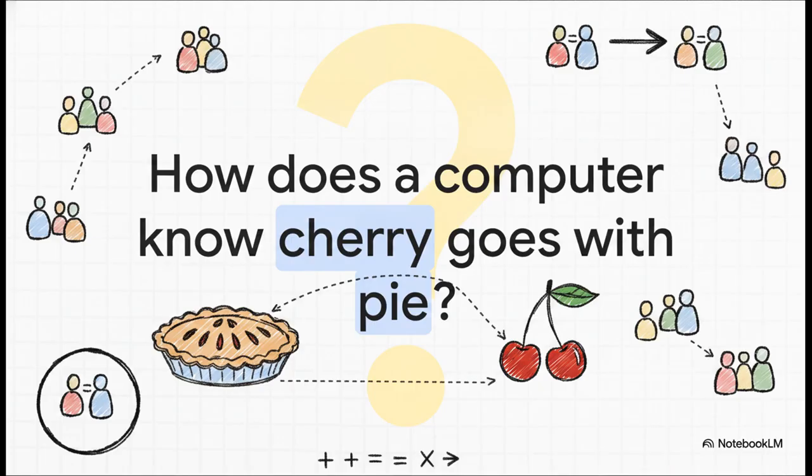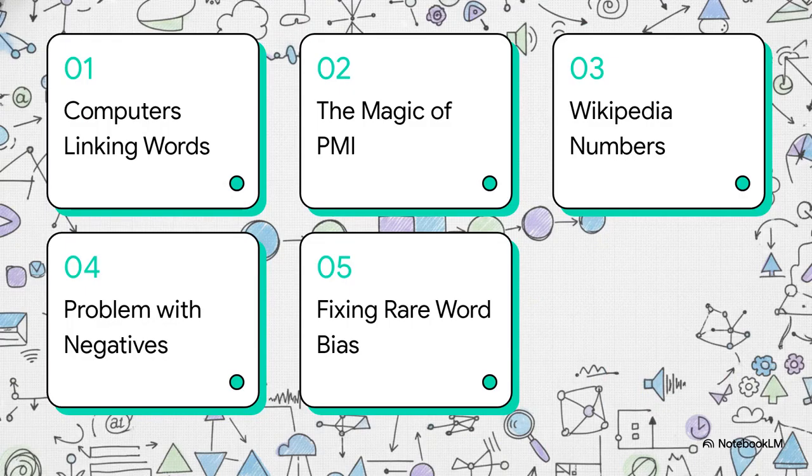Now, are they hanging out because they came together and are strongly associated? Or is it just a really crowded room and they just happen to bump into each other by pure chance? That is exactly the question a computer has to answer when it sees two words sitting next to each other in a sentence. Okay, here's our roadmap for this explainer. We're going to start with how computers traditionally link words, introduce the magic of PMI, crunch some Wikipedia numbers, tackle the problem with negative values, and finally look at fixing rare word bias.